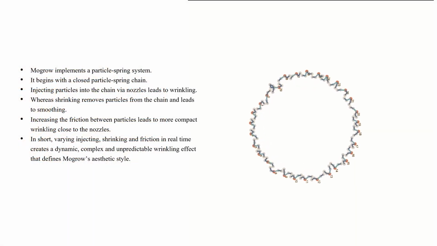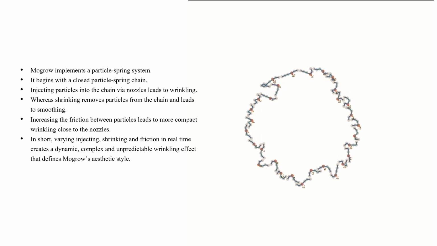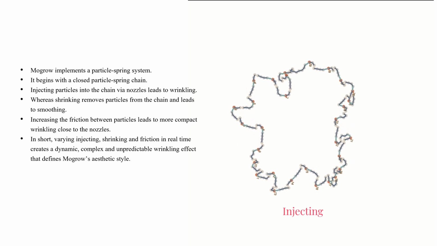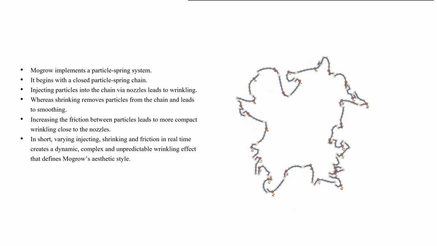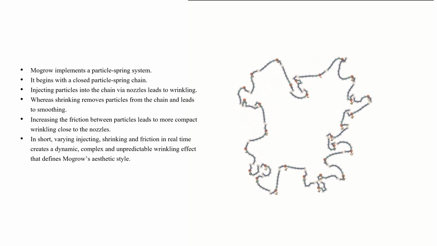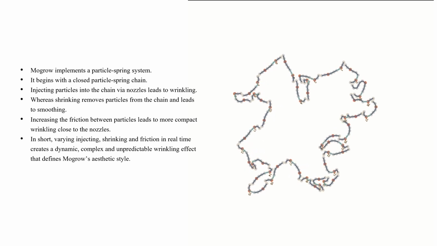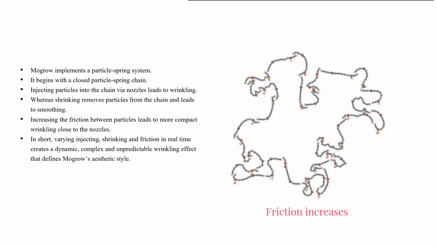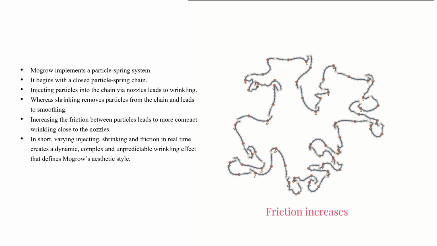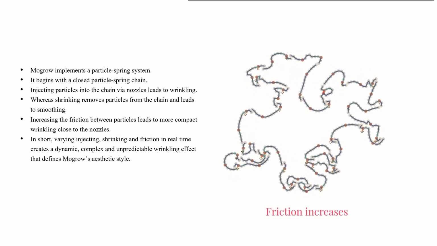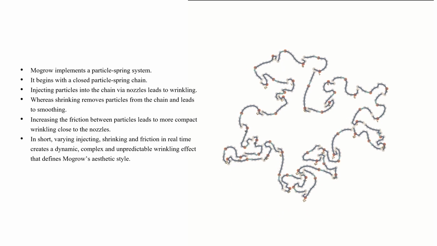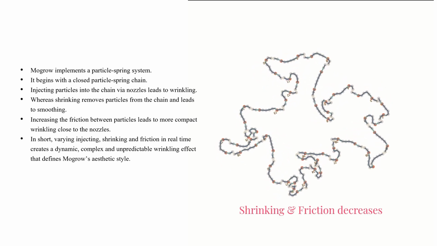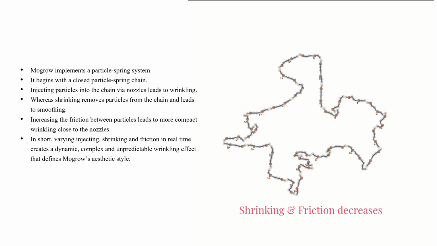MoGrow implements a particle spring system. It begins with a closed particle spring chain. Injecting particles into the chain via nozzles leads to wrinkling, whereas shrinking removes particles from the chain and leads to smoothing. Increasing the friction between particles leads to more compact wrinkling close to the nozzles. In short, varying injecting, shrinking, and friction in real time creates dynamic, complex, and unpredictable wrinkling effects that define MoGrow's aesthetic style.